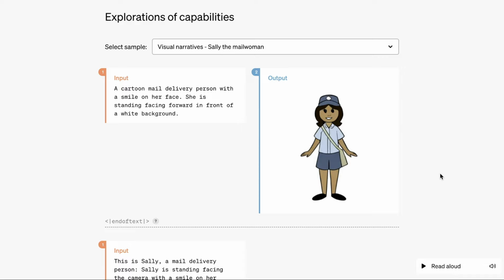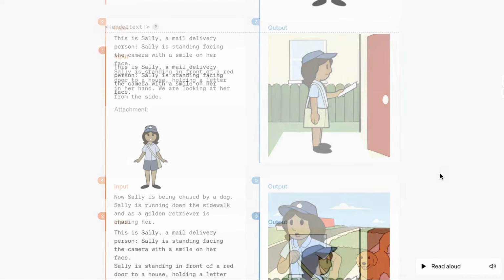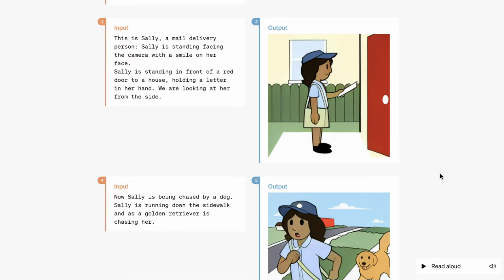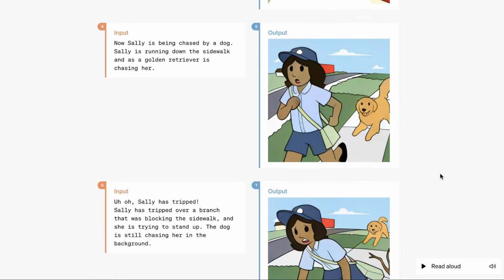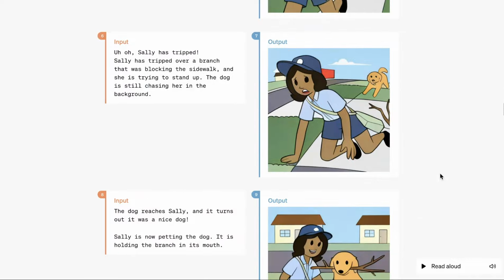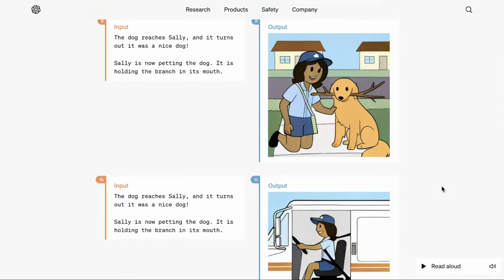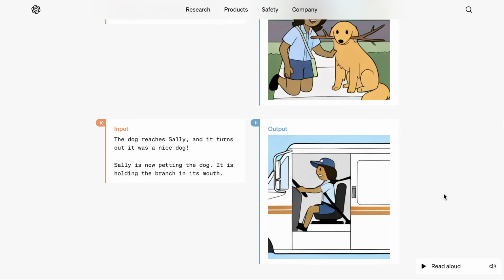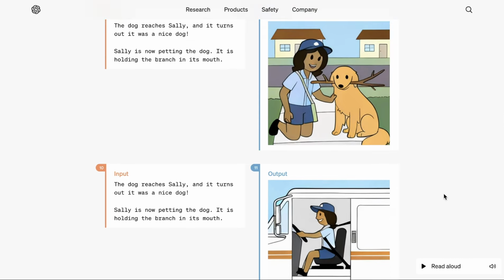But the example that OpenAI gives shows a cartoon mail woman who is then placed in a variety of contexts, including actually delivering the mail, running away from a dog that's chasing her, tripping as that dog chases her, realizing the dog was a nice dog, and then driving away. If the updated DALL-E powered by GPT-4o really can do this easily, it's going to be, at the risk of using a word that is way overused in our space, a game changer.